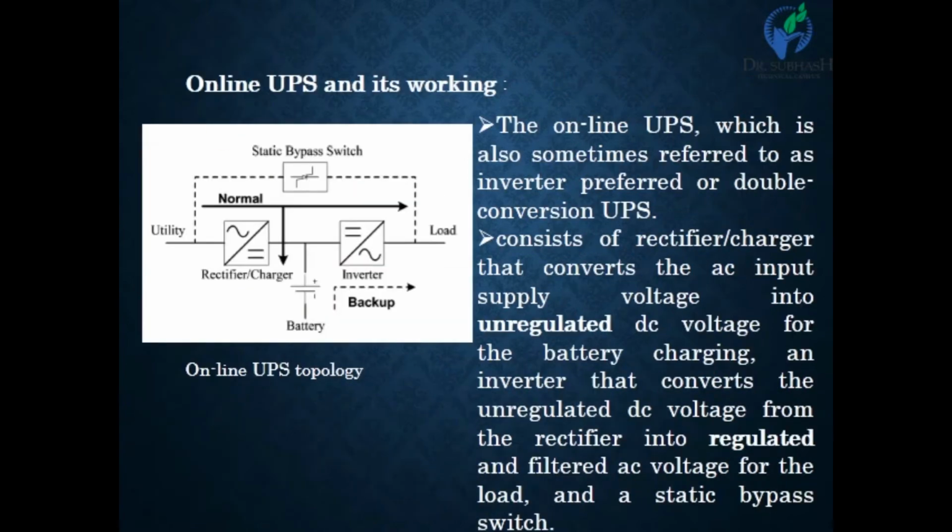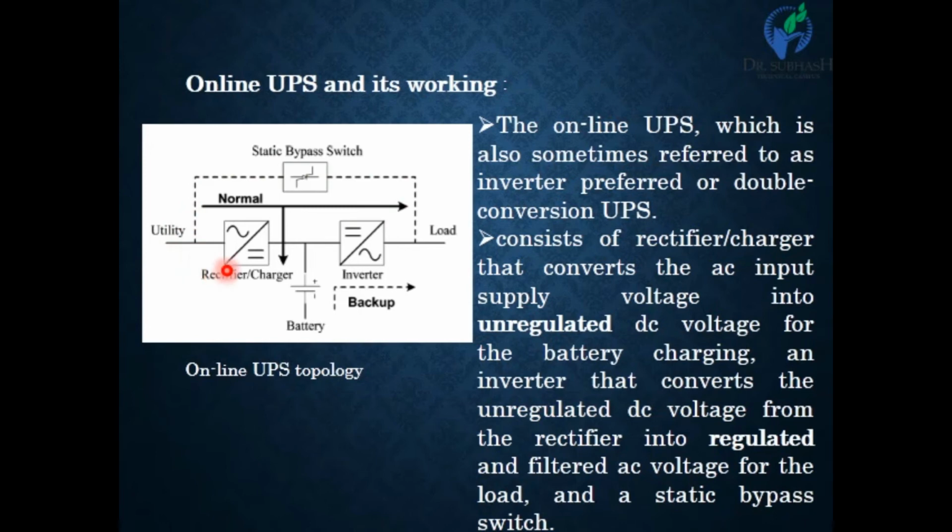Online UPS is the most useful and widely used in industrial purposes. Here we show a circuit diagram of the online UPS, which is the same as the offline UPS but with some change in topology. In offline UPS, the static bypass switch is always on, but in online UPS, the static bypass switch is always off. It turns on only when the rectifier or inverter fails, and at that time the static bypass switch will bypass the rectifier and inverter to give power to the load via the directly connected utility system.